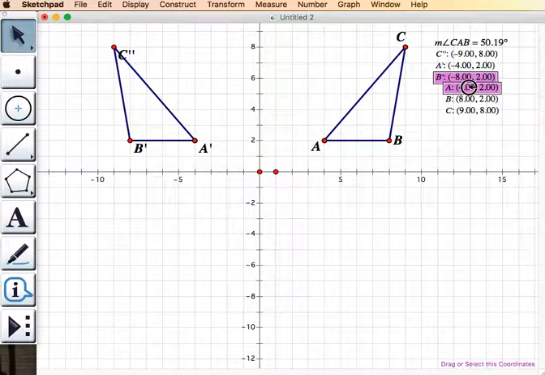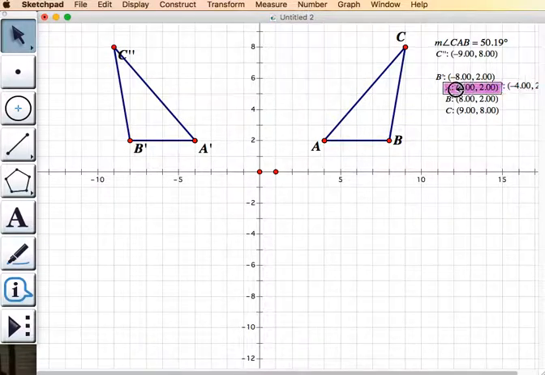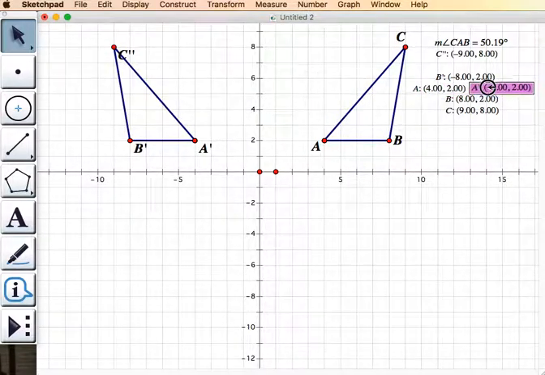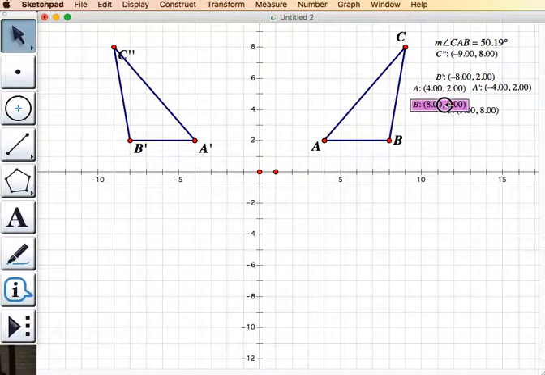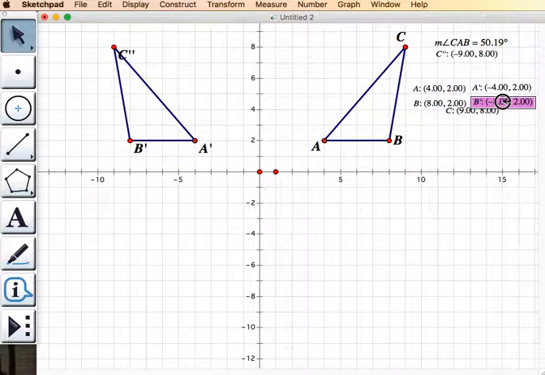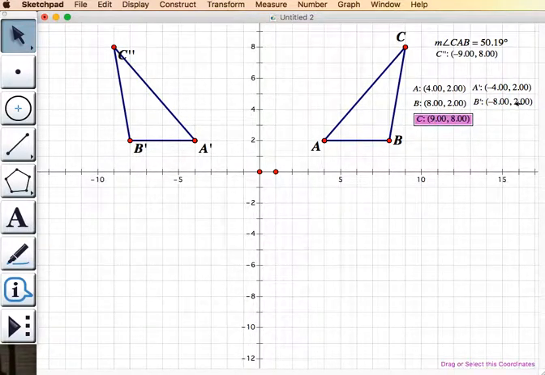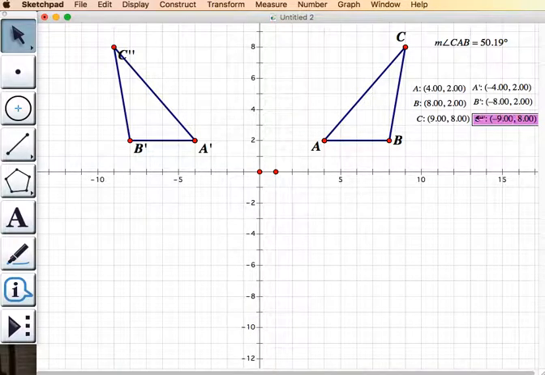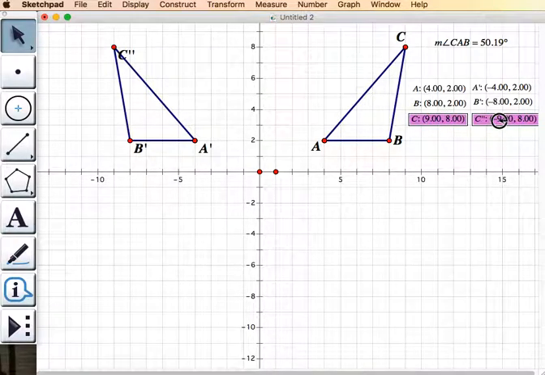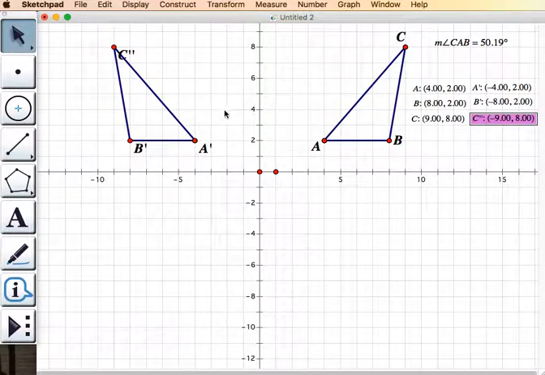And you can see, if we line these up, what has happened is A has gone from 4.2 to negative 4.2. B has gone from 8.2 to negative 8.2. And C from 9.8 to negative 9.8. So what's happened is, when we reflect across the y-axis, all the x values have become negative.